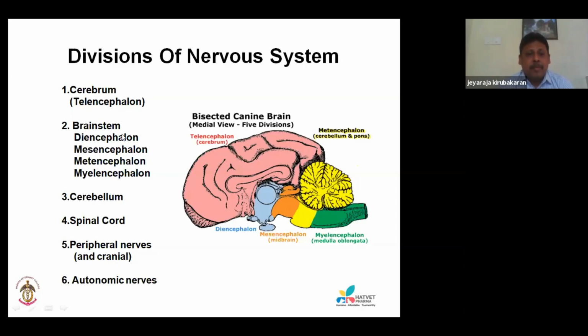Of course, you know this: the cerebrum, and this is the brainstem, which has diencephalon, mesencephalon, metencephalon, myelencephalon. And then you have the cerebellum. These colors are marked differently, so you can easily identify what it is. And of course, it continues as the spinal cord. From the spinal cord, you have spinal nerves coming out and continuing as peripheral nerves.